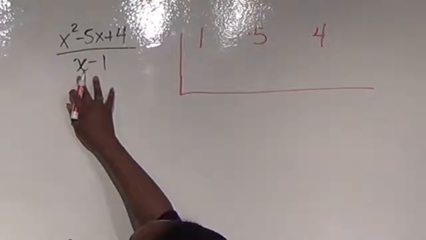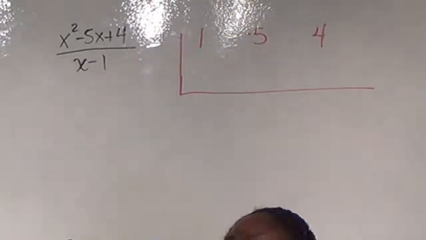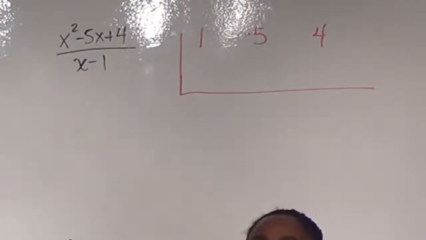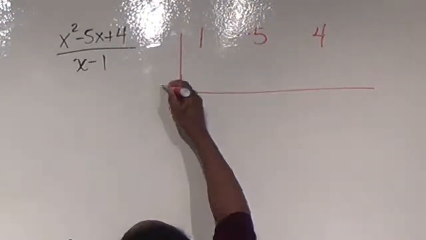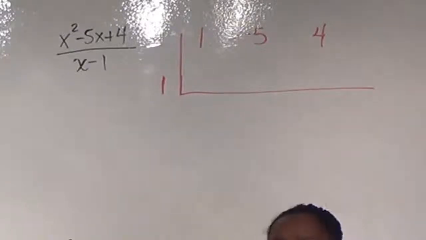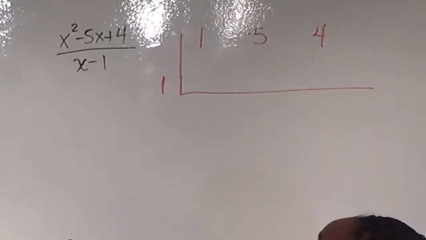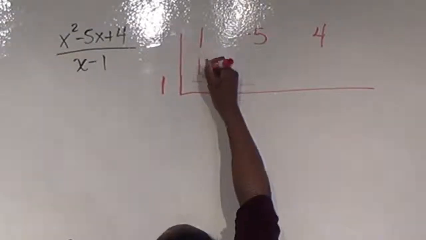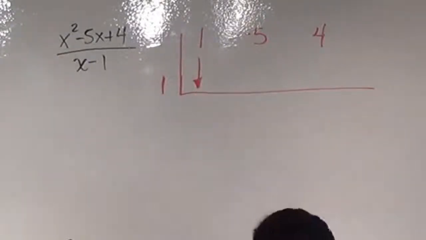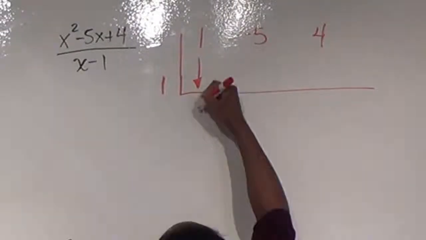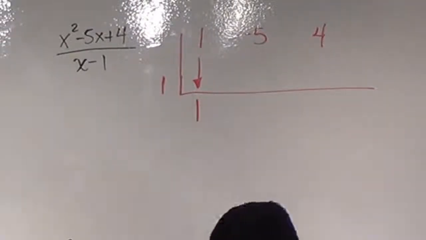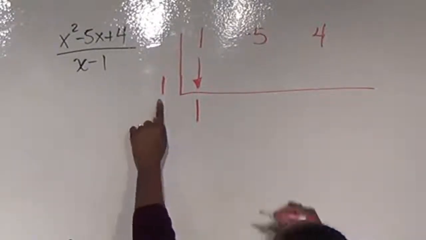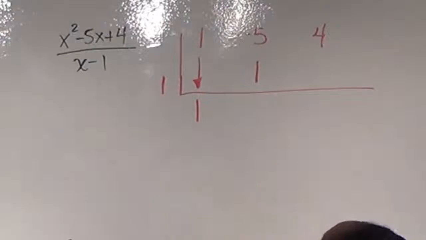Okay? And then for my divisor, I'm going to find its 0. Again, all that means is I want to say x minus 1 equals 0, and I'm going to solve for x. So in this case, I'm looking at a 1. Now, to do the synthetic division, we're going to start by just bringing down that first term. So my first term comes down, and then I'm going to multiply by the divisor. So 1 times 1, that's going to go over here.